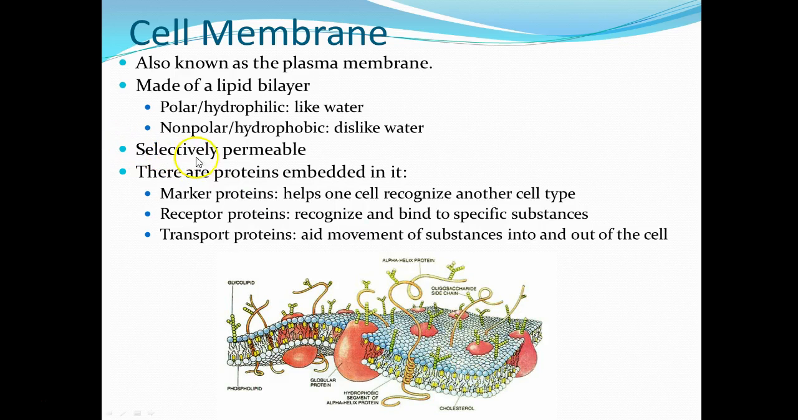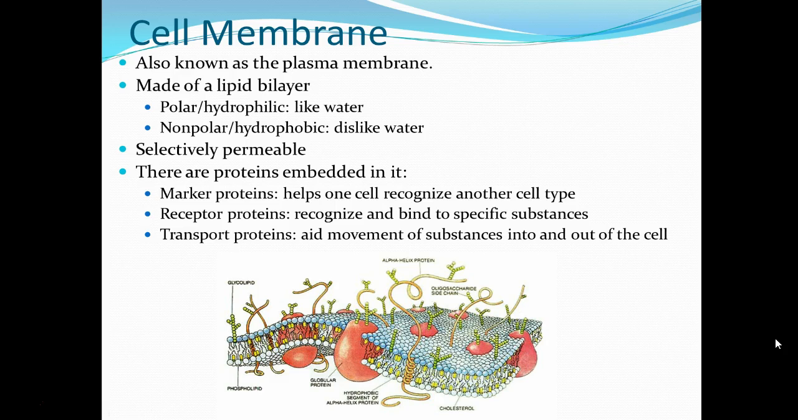So they are selectively permeable. If you think about what that means, if something's permeable, it allows pretty much all substances to move through. If it's impermeable, things can't move through it. So selectively permeable means that it's going to allow some things to move through and prevent other things from passing through.